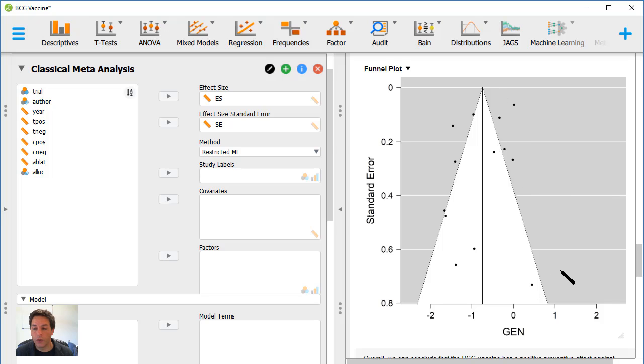So still not conclusive. There are other tools to determine whether there is publication bias. This one is not very conclusive, but this is one of the tools that is used in meta-analysis.